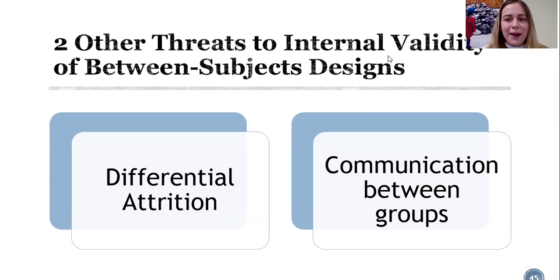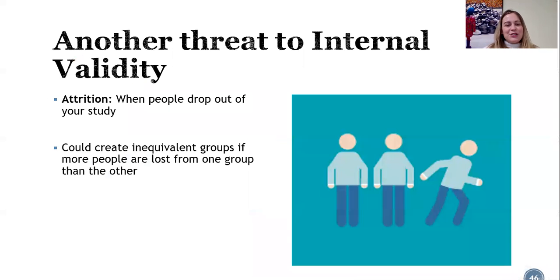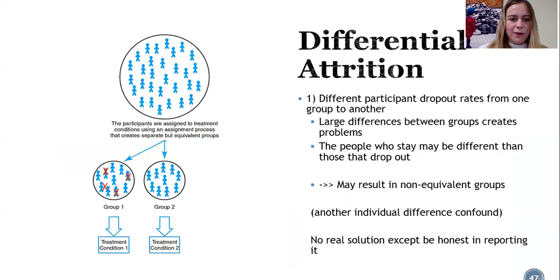So there's two other threats to the internal validity of between subjects designs. Let's talk about that and then we'll wrap up this video. Attrition is a threat when people drop out of our study. This is always going to happen. People are free to participate and free to stop whenever they want. This can only be a problem if more people drop out from one group than another, because then our groups are no longer equivalent.